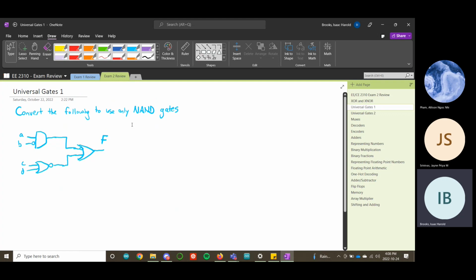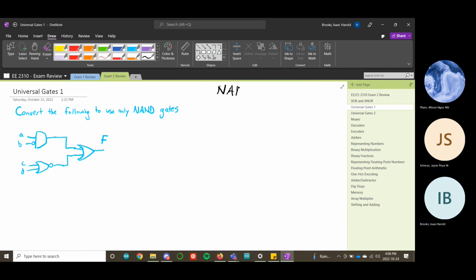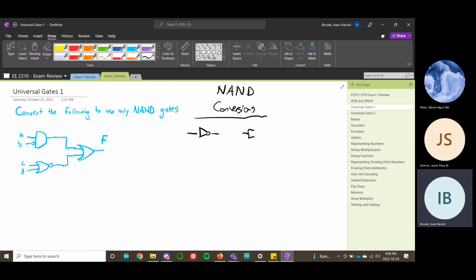So you probably talked about how NAND and NOR are called universal gates, meaning that you can implement any combinational logic circuit using just NANDs and just NORs. And the reason you can do that is, let's say that we're going to do our NAND conversions. We have an inverter. The way that we write that in the NAND world is we just have the inputs tied together. And this is an inverter in the NAND world.